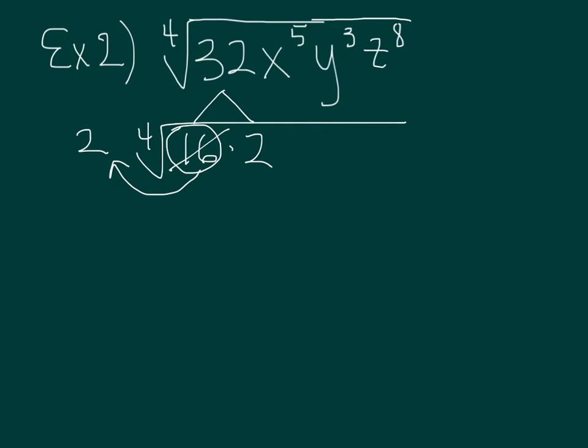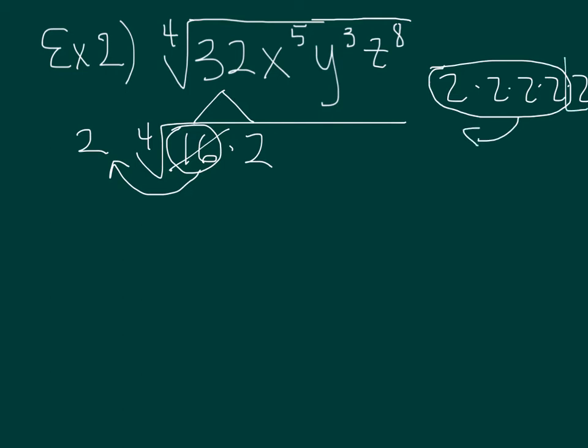Again, you could have broken that 32 down to 5 different 2's and then said, here's a group of 4 of them. Since it's the 4th root, these 4 would get to come outside as one 2, and this 2 would have to stay. However you want to think about it.